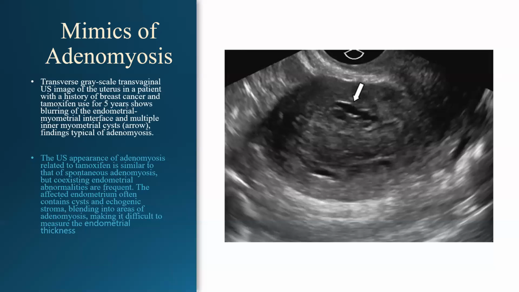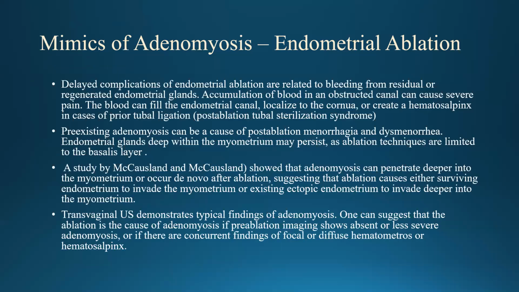And I know that here in Egypt and in the Middle East, endometrial ablation is not quite common, but in Europe and in North America, it's a quite common procedure. In the UK as well, it's a very, very common procedure. So there will be a picture that looks like adenomyosis on the endometrial ablation. And this is a delayed complication of endometrial ablation, related to bleeding from the residual or regenerated endometrial glands.